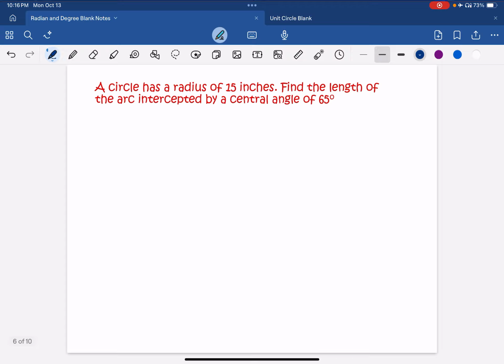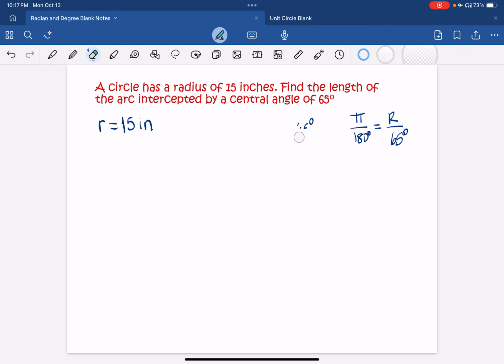Okay, so let's go to the next example. A circle has a radius of 15 inches. I'm going to go ahead and write that down. Find the length of the arc intercepted by a central angle of 65 degrees. So again, we have to change 65 degrees to radians. So we'll have pi over 180 equals radians over 65 degrees.